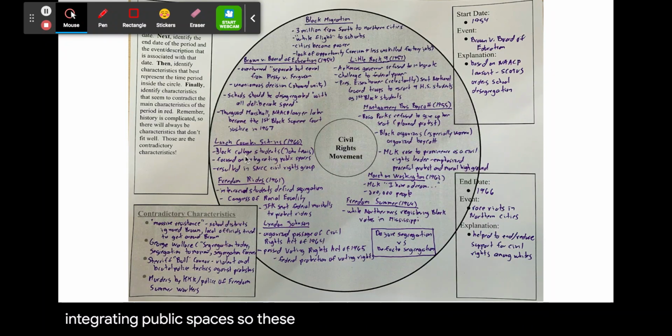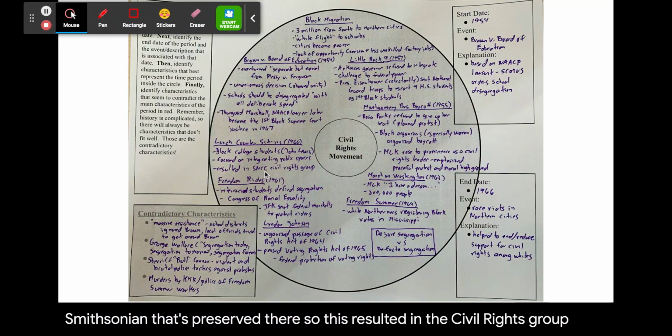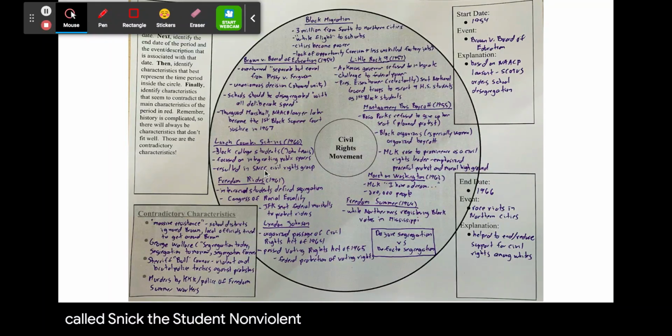So these students would sit at the lunch counter and refuse to move. They weren't allowed to be served there, but they stayed there anyway. And by the way, you can go to the Smithsonian Museum in Washington, D.C. and see one of the Woolworths lunch counters preserved there. So this resulted in the civil rights group called SNCC, the Student Nonviolent Coordinating Committee. Again, this is college students here. They're trying to integrate public spaces.